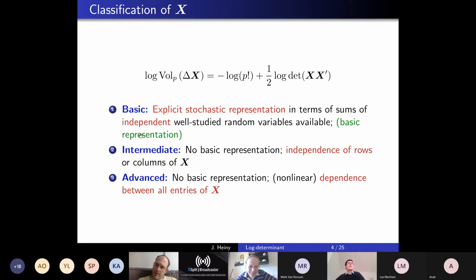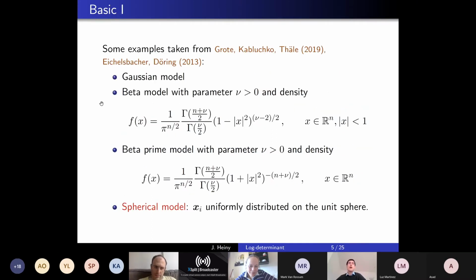Okay, so let me start with the first group, those basic representations. And I will start with some examples from Julian Grote, Zahara Plutschko, and Christoph Thiele, and also Peter Eiselsbach and Hannah Döring have worked on these. The first model is the Gaussian model, where the coordinates of those vectors xi are just standard normal random variables. The second one is a beta model with parameter nu, and here I wrote down the density for this beta model, which is quite common in stochastic geometry.